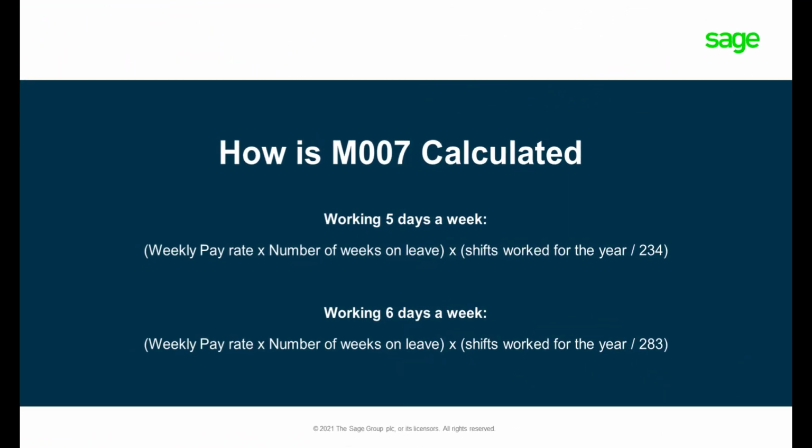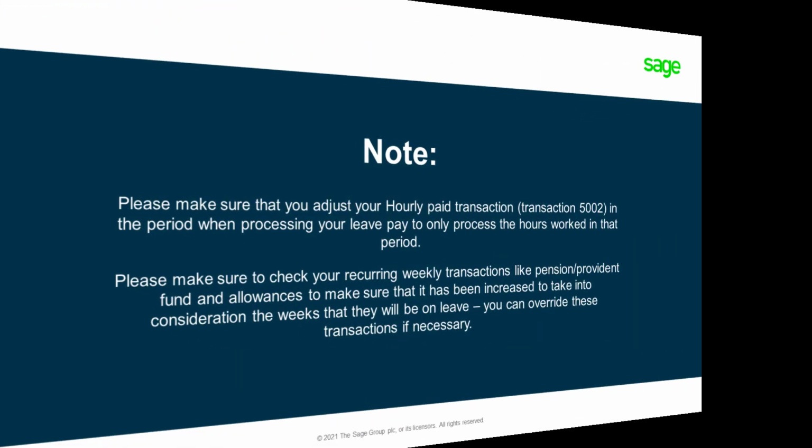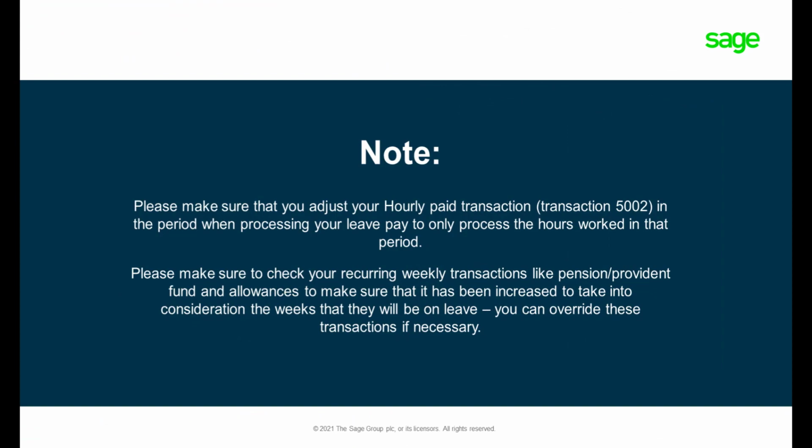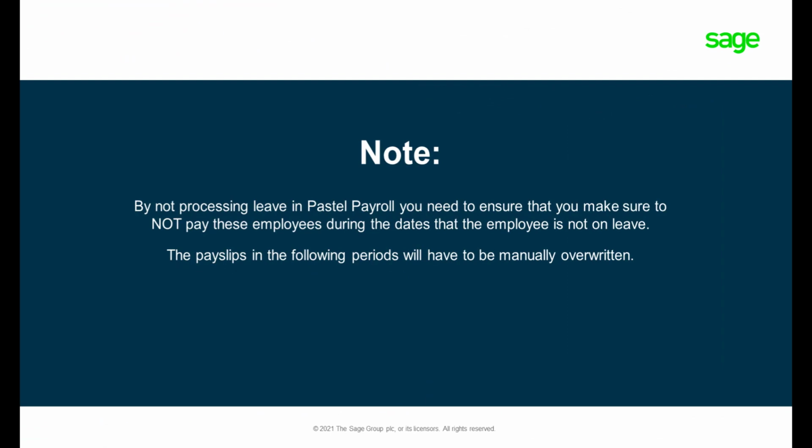View the formula that M007 uses to calculate its value. Remember to adjust your hourly pay in recurring transactions if applicable. As you have not processed the leave in Pastel Payroll, you will have to manually zero out the following 4 weeks that the employee will be on leave.